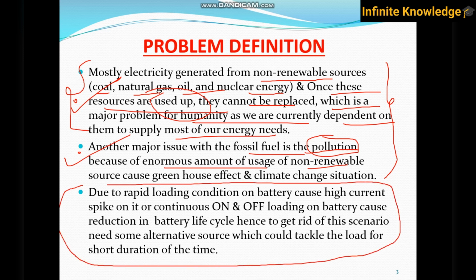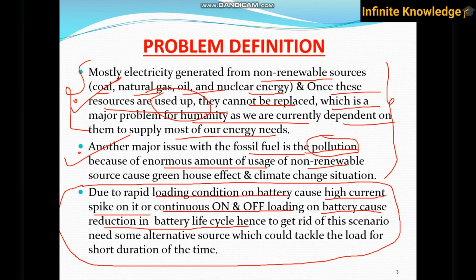It is due to rapid loading on the battery. When a sudden load is applied on your battery, it causes high current. Obviously, when a sudden load comes to the battery, the high current will be taken by the load, and that current will be withstood by your battery. If your load is continuously switching on and off, this also causes high current spikes. Due to that, the battery life cycle is reduced.